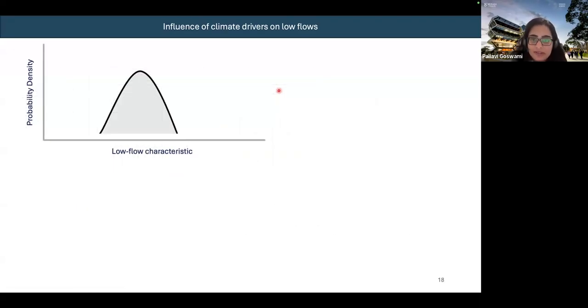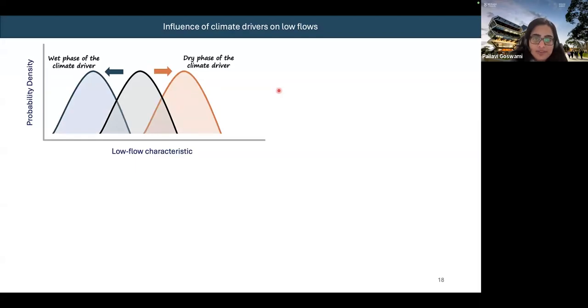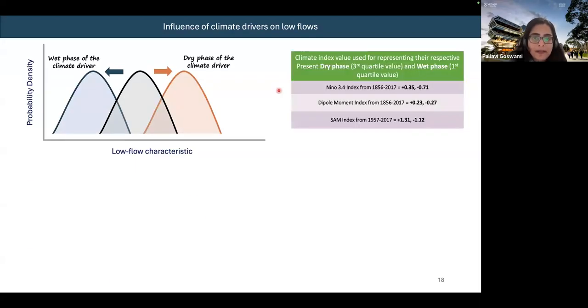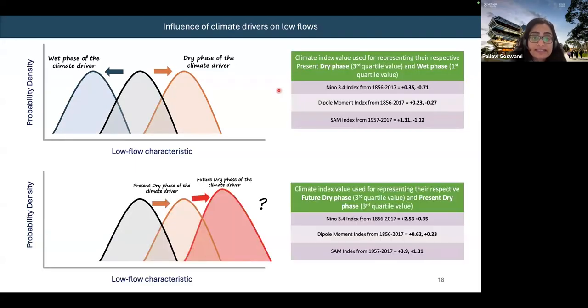Like I said, once those models are ready, we can do a lot of other stuff with them. We could also look at how the future phases of these climate drivers would be influencing the low flows. And so this is what I demonstrated with the observed data. But what we can do is we can see if the future dry phase of these climate drivers are going to make these distributions shift further to the right, which means they're going to intensify or prolong these hydrological droughts.